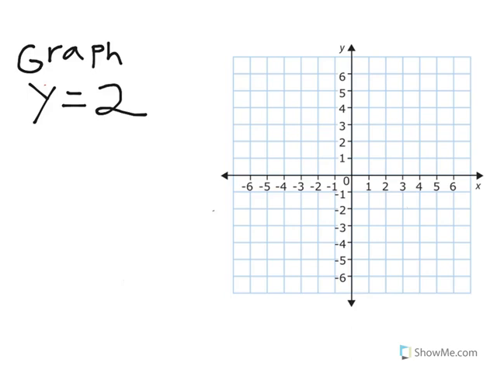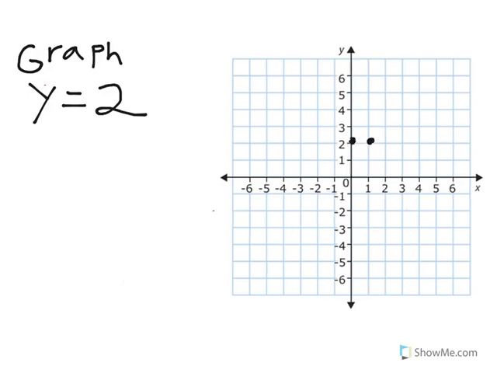Now let's show you how to do a step-by-step process of how to graph a horizontal line. To do this, you have to graph all the points where y equals 2. So starting at 0, you go up to 2, then over to 1, and then over to 2, and so forth.